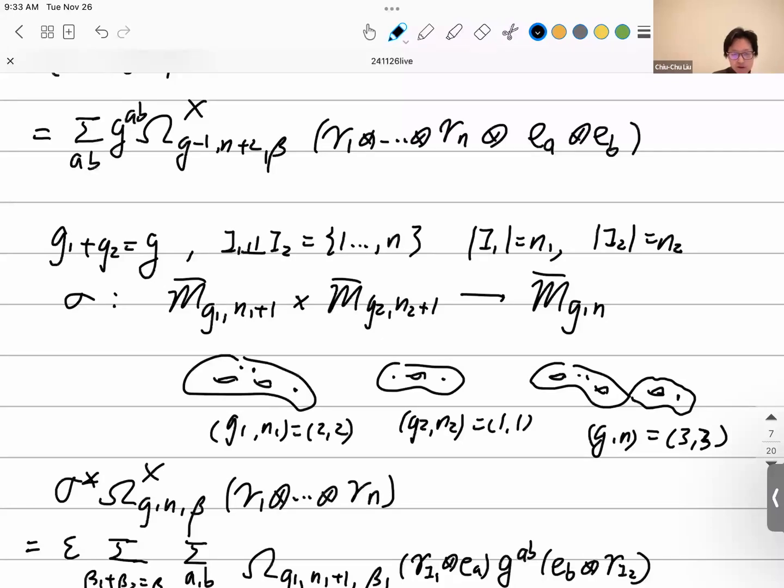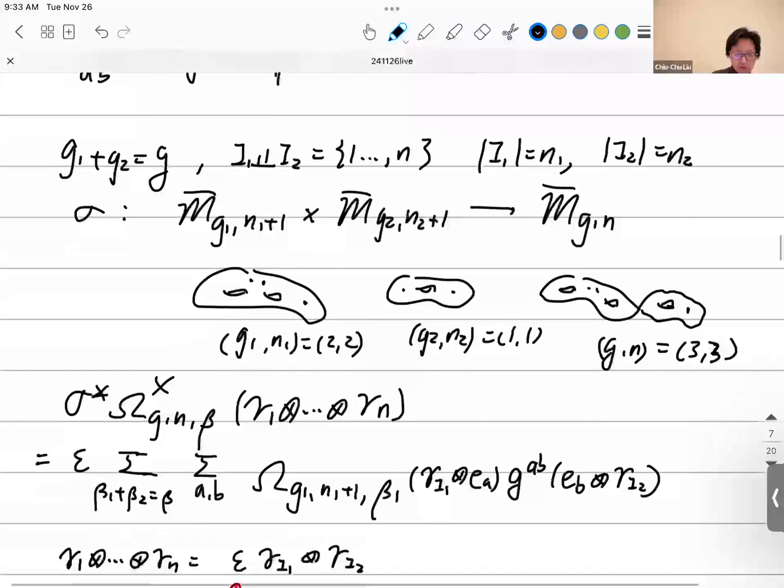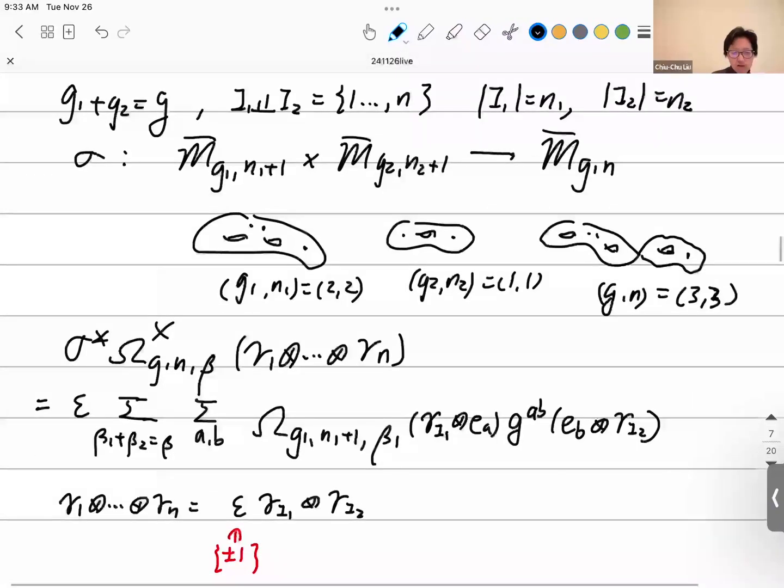Yeah, so this is the image of this map from M bar g1,n1 plus 1 cross M bar g2,n2 plus 1. And again, if we pull back the Gromov-Witten class on M bar g,n,beta with inputs gamma 1 to gamma n, we have the following sum.